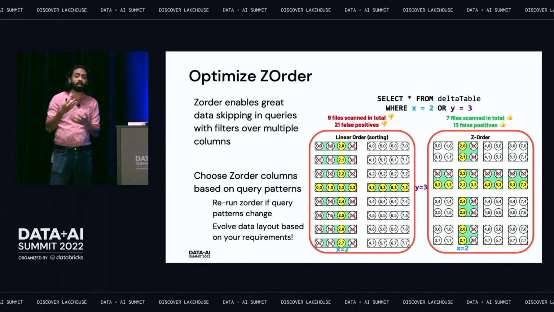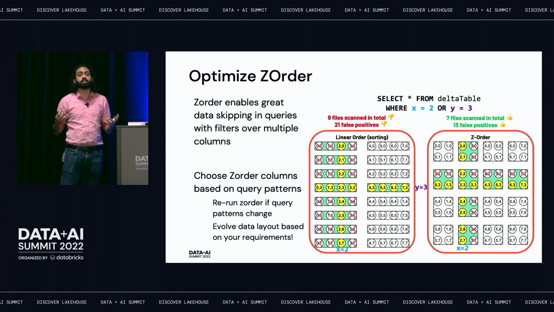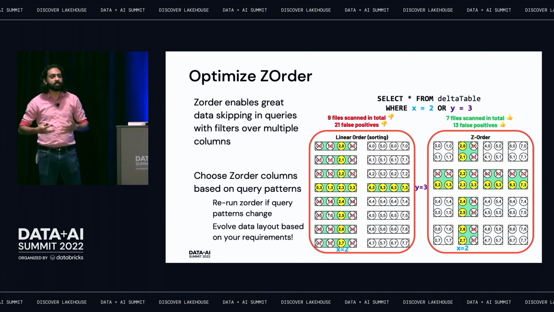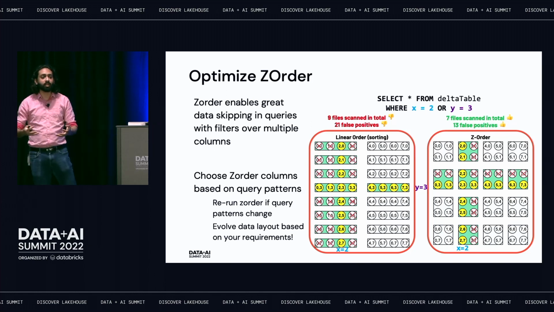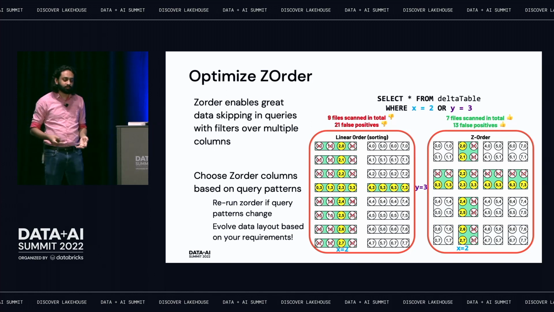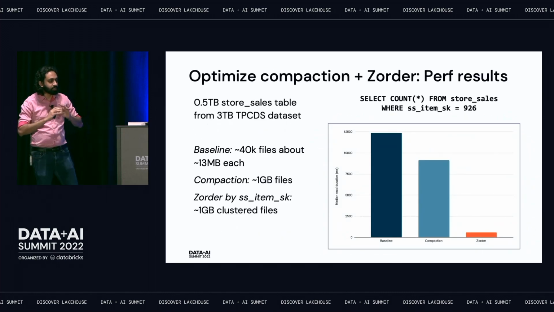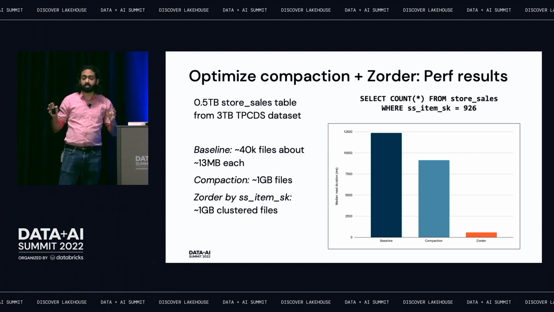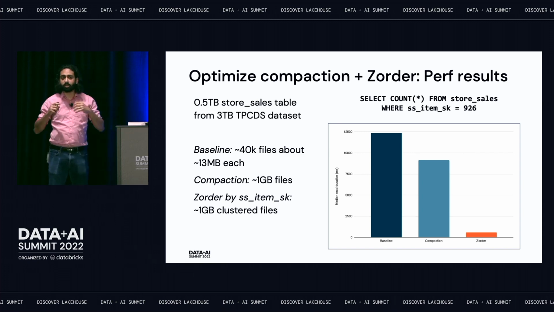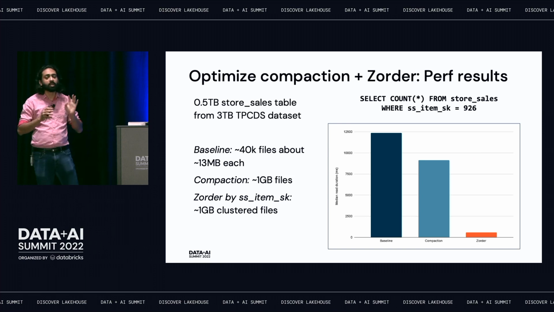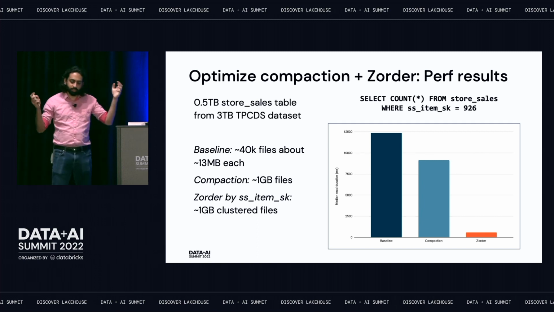So this gives a lot of flexibility that partitioning doesn't give. It allows your table's data layout to evolve with your read query patterns. A very quick example: here's a half terabyte table from the TPCDS 3 terabyte data set, to show how optimize works. There are two flavors: there is compaction and there is z-order. I talked about z-order, but there is also compaction, which compacts small files.